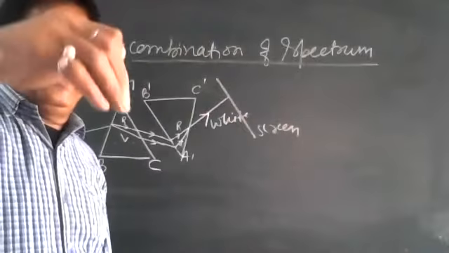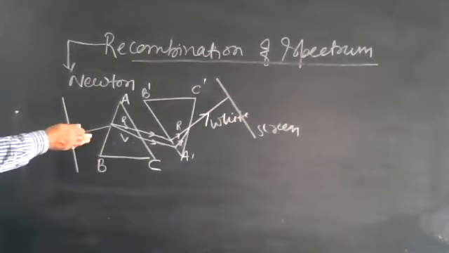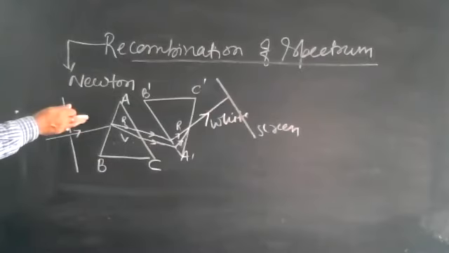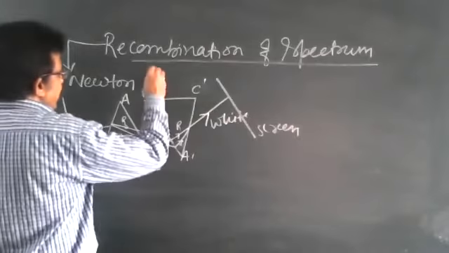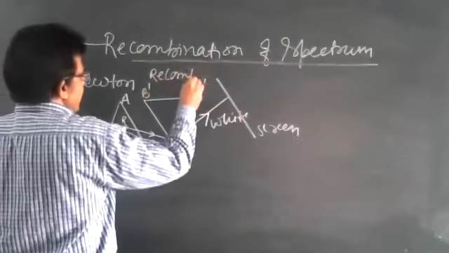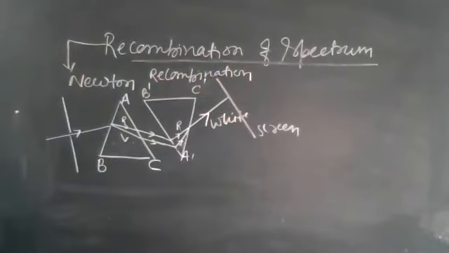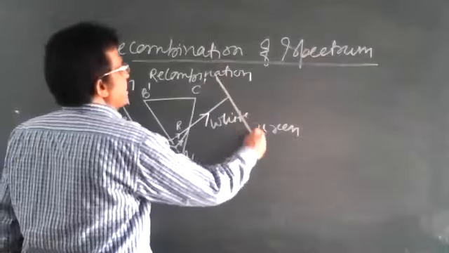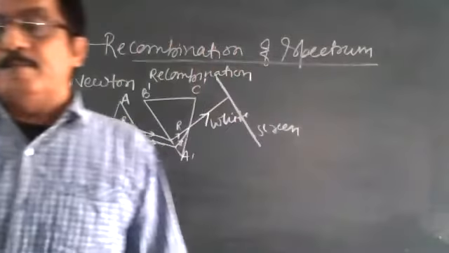If an inverted prism is placed in front, the 7 colors of light again recombine and we are getting white light here. This is called recombination of 7 colors. Here recombination occurs. So again we are getting white light on this screen. Draw this figure here.